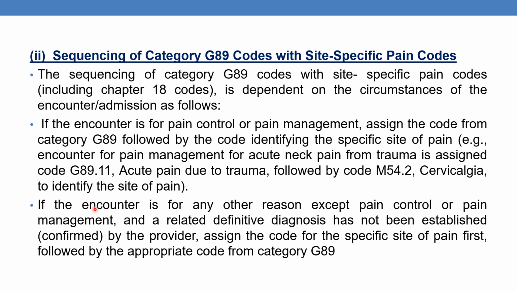Second case, if the encounter is for another reason except pain control or pain management and a related definitive diagnosis has not been established by the provider, assign the codes from the site-specific pain first, followed by the appropriate code from the category G89.